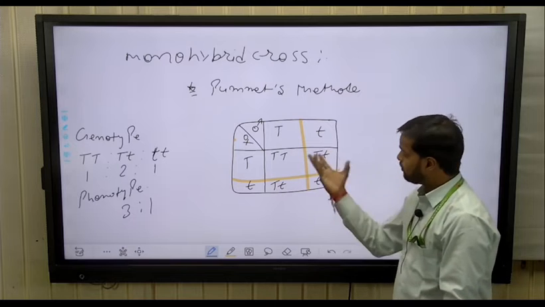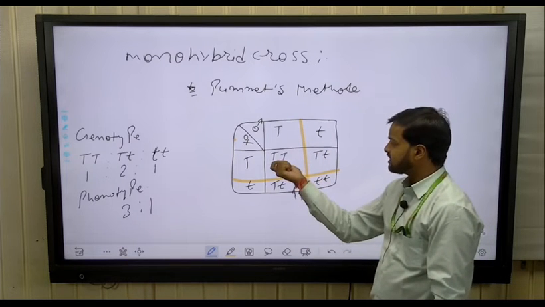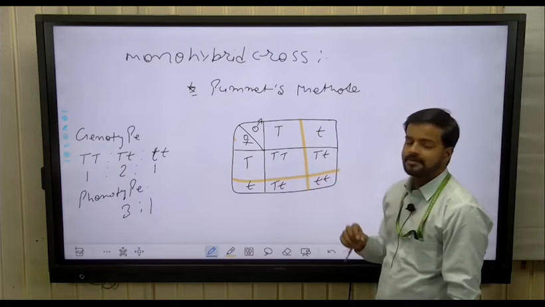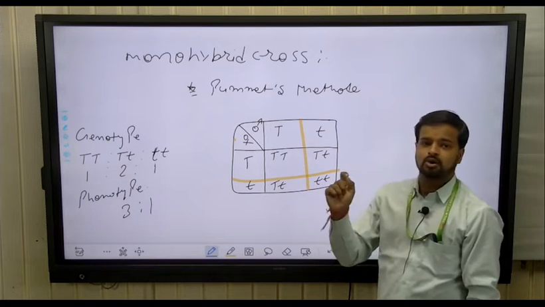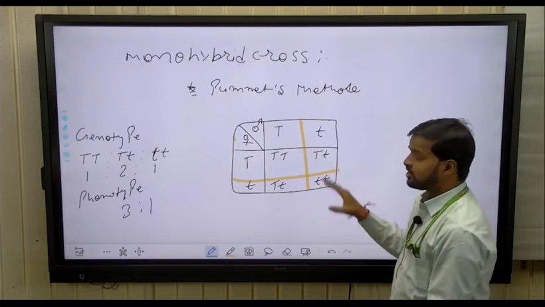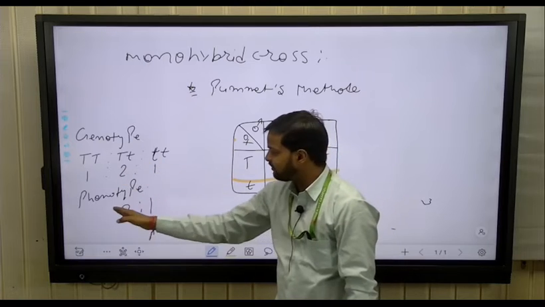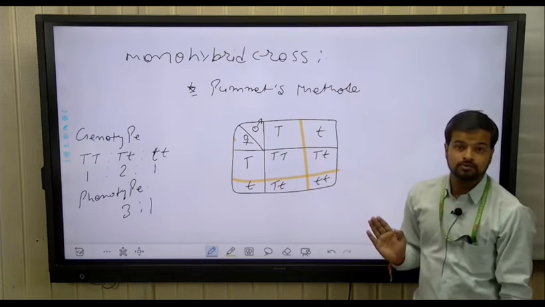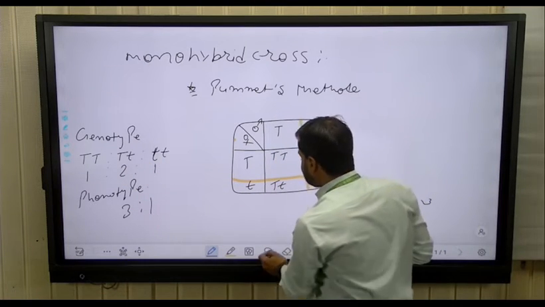According to this, we obtain the same four plants. The first is capital T capital T, the second two are capital T small t, and the last is small t small t. The ratio is the same, 1:2:1, and the phenotypic ratio is 3:1.